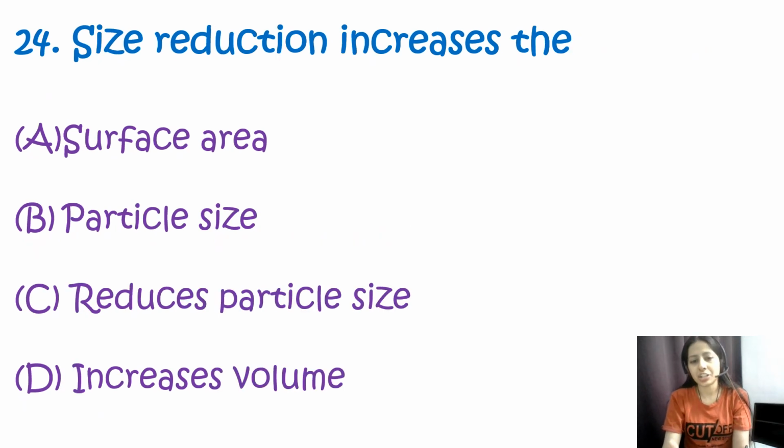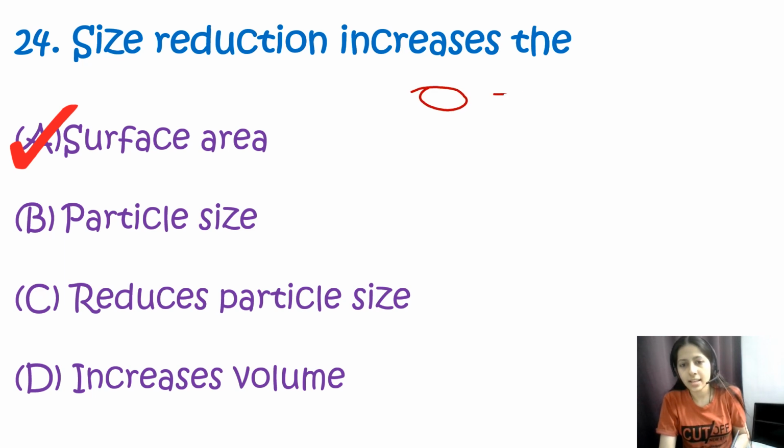Question number 24. Size reduction increases the surface area, particle size reduces particle size, and increase the volume. So size reduction increases the surface area of the particle. So the correct option is option number A. Now when a particle's size has been reduced, the surface area has been increased.